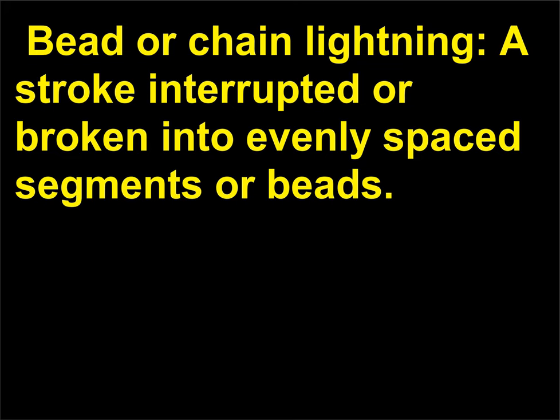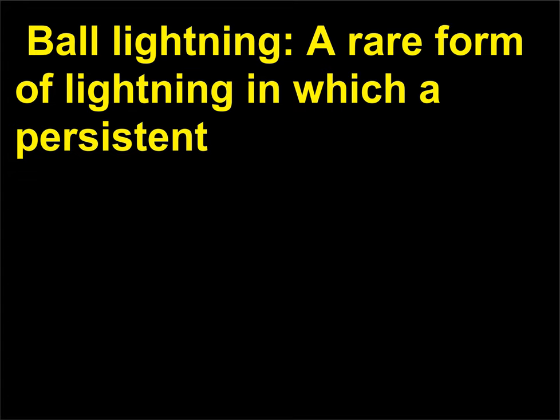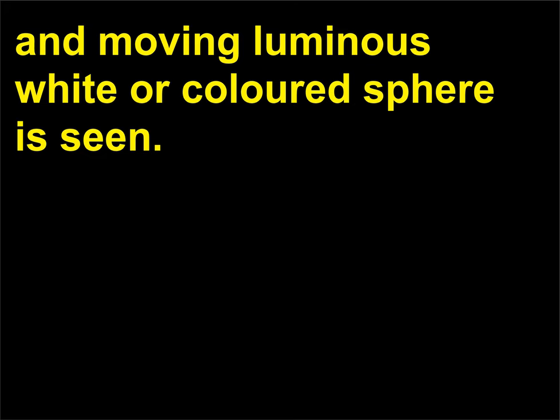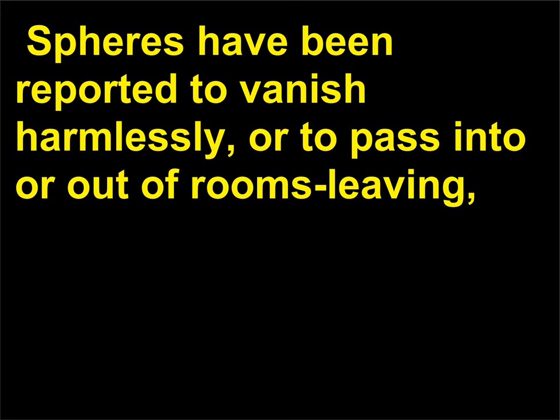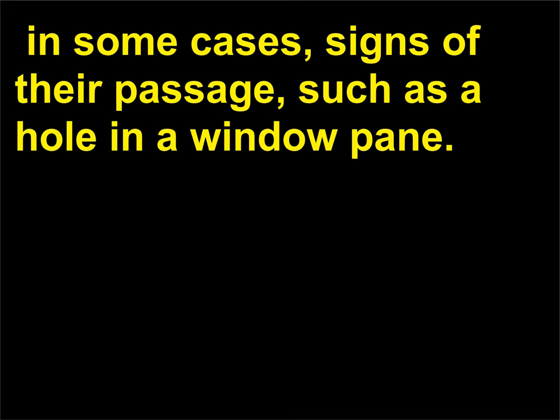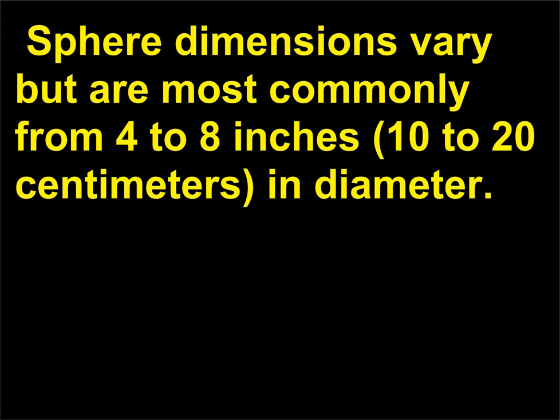Ball lightning, a rare form of lightning in which a persistent and moving luminous white or colored sphere is seen. It can last from a few seconds to several minutes, and it travels at about a walking pace. Spheres have been reported to vanish harmlessly, or to pass into or out of rooms leaving, in some cases, signs of their passage, such as a hole in a window pane. Sphere dimensions vary but are most commonly from 4 to 8 inches, 10 to 20 centimeters, in diameter.